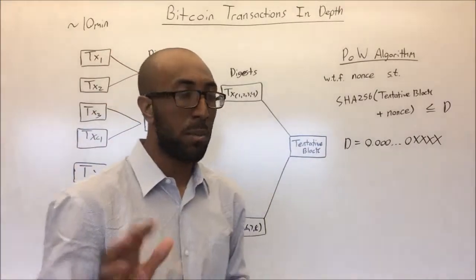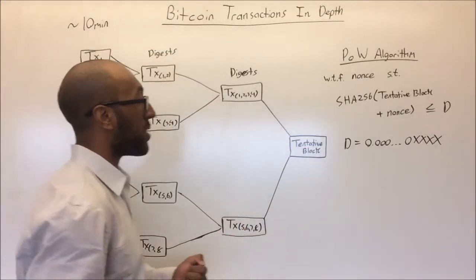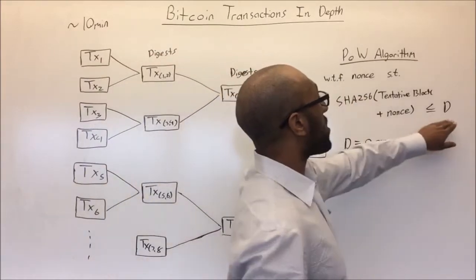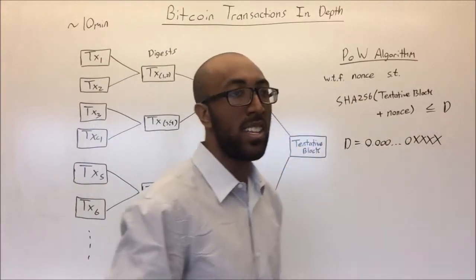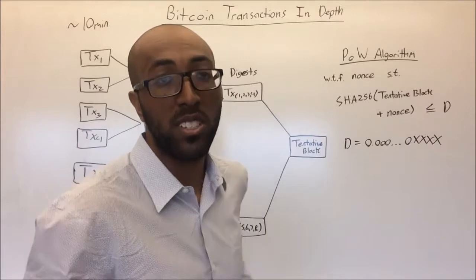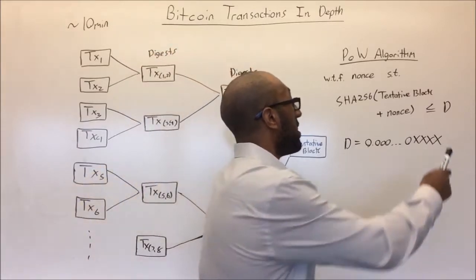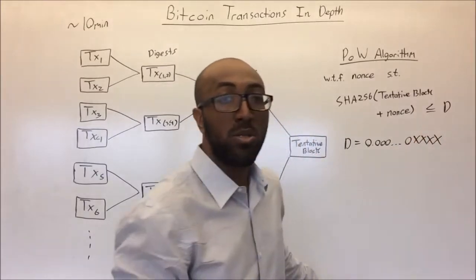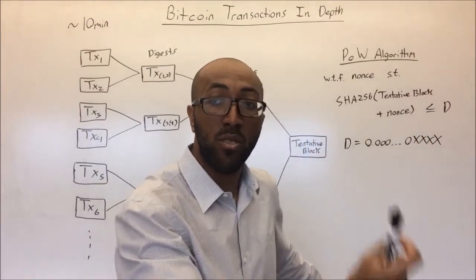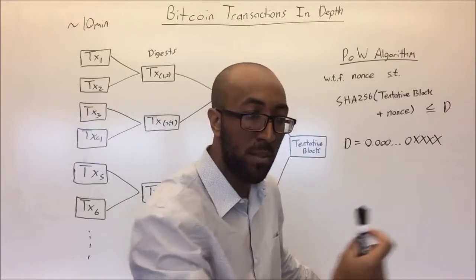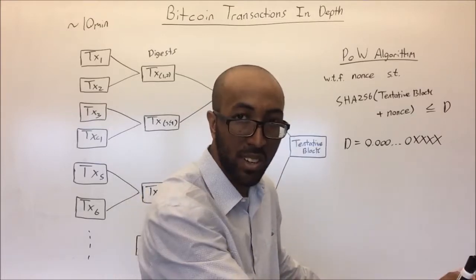So let me pause for a second and explain this in more detail. Let's suppose for D right here, D is about 40 zeros. So what that means is D is equal to a number that is 0.000, with 40 zeros following that decimal point, 40 leading zeros.